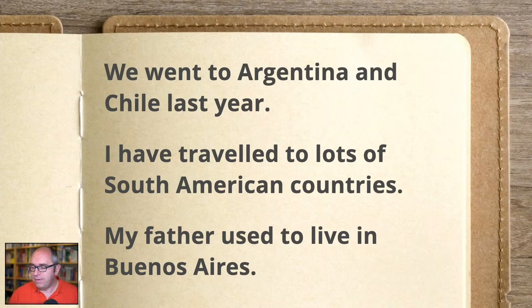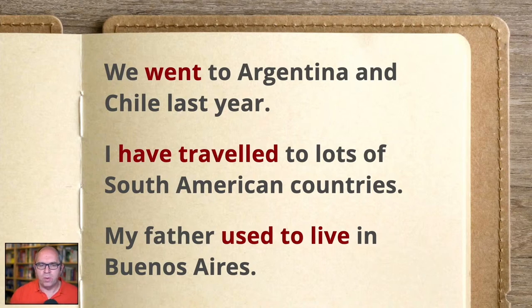Okay, so we've got three different examples here. In English, we've got we went to Argentina and Chile last year. I have travelled to lots of South American countries. And my father used to live in Buenos Aires. And in actual fact, each of those would take a different tense in Spanish. As I said, we're focusing on the imperfect today. But just to be clear, what we would probably use in most places is a preterite for the first one. In most places, a perfect for the second one, depending slightly on the location and slightly on the context.